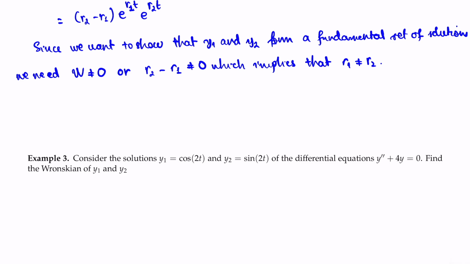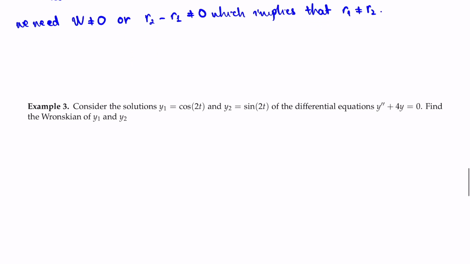So let's move on to example 3. In this example, you have two functions, y1 equals cosine of 2t and y2 equals sine of 2t. And they are the solutions of the differential equation y double prime plus 4y equals 0. Can you find the Wronskian of y1 and y2?